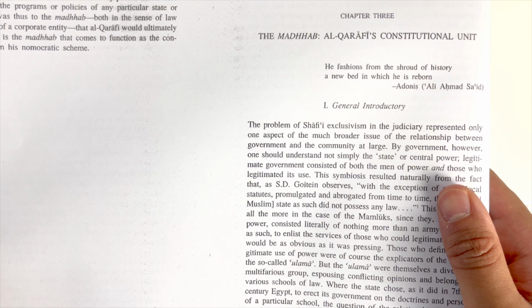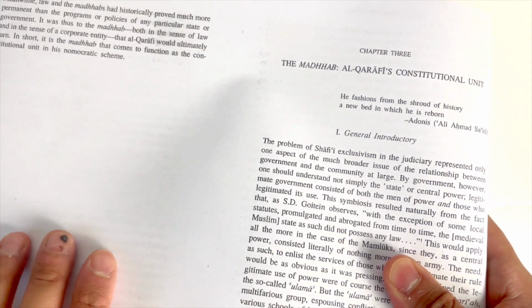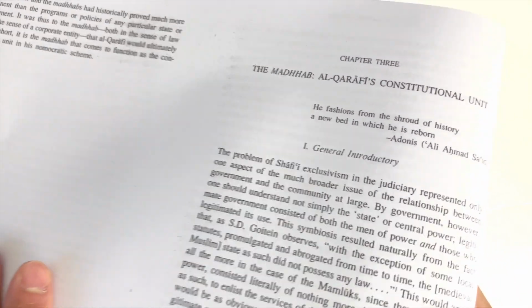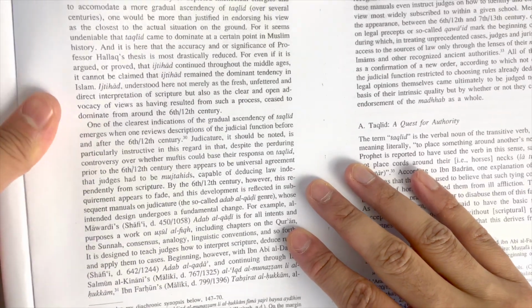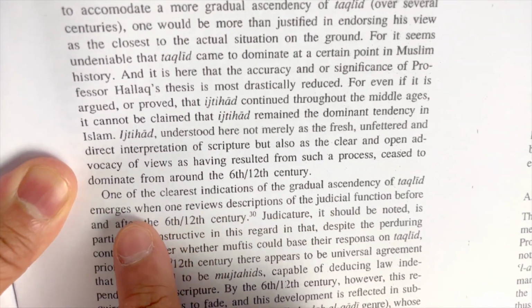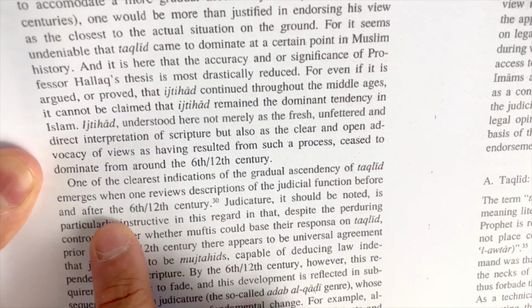Around Al-Qarafi's time, there had been a sort of agreement that it was no longer required for a Qadi to be a mujtahid. Rather, a judge is required to rule in accordance with his madhab. So the author mentions on page 78, one of the clearest indications of the gradual ascendancy of taqlid emerges when one reviews descriptions of the judicial function before and after the 6th century.